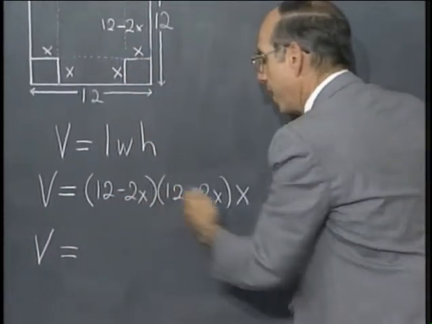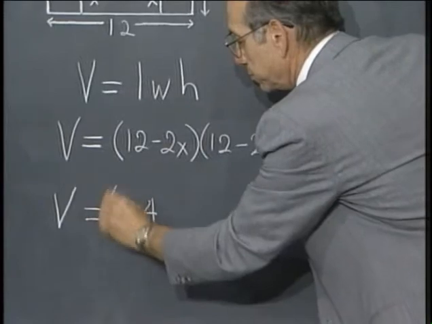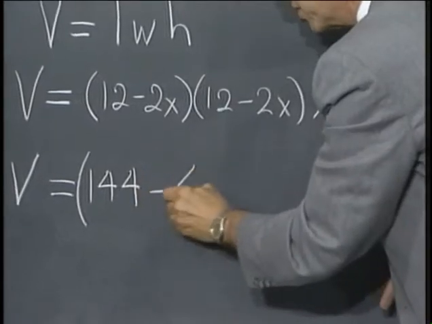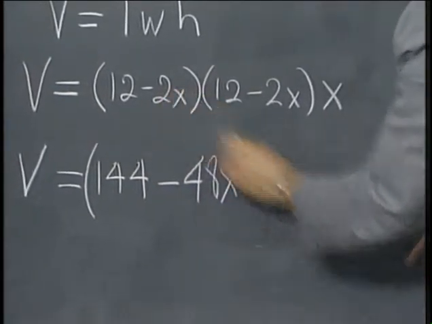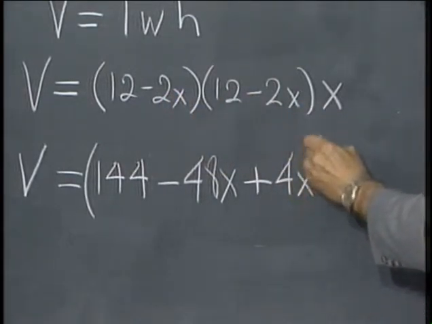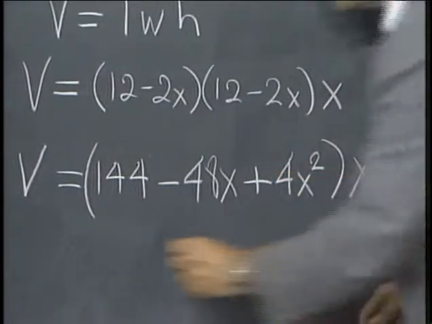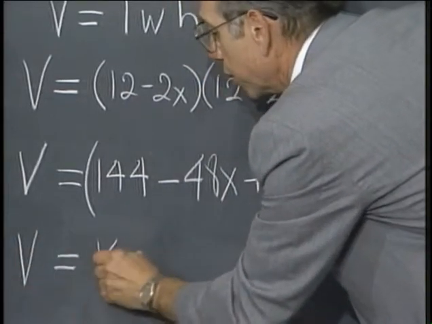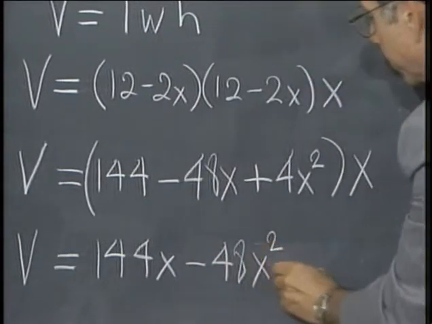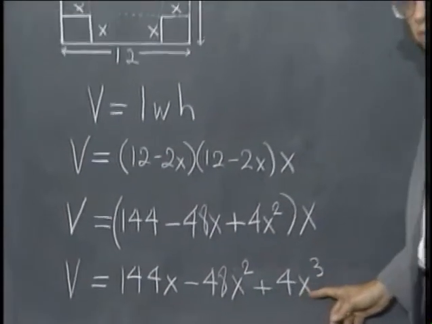So 12 minus 2x by 12 minus 2x: 12 by 12 is 144. Minus 2x times 12 is minus 24x. Minus another 24x is minus 48x. Plus, right, minus 2x times minus 2x is plus 4x squared. The whole thing multiplied by x. One more step, and I get the volume is equal to 144x minus 48x squared plus 4x cubed. This is the volume as a function of x.